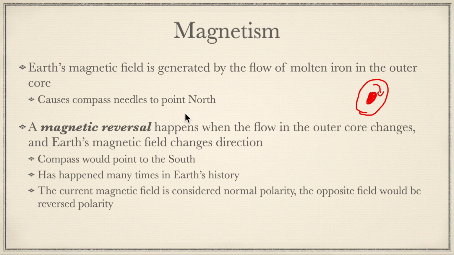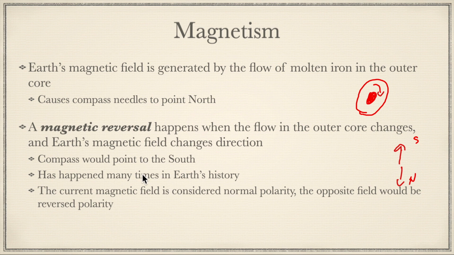This causes compass needles to point north, at least our current compass needles would point north. Now, if a magnetic reversal happens, this happens when the flow in the outer core changes and Earth's magnetic field changes direction. So magnetic reversals basically mean up would be south and down would be north instead of the other way around.